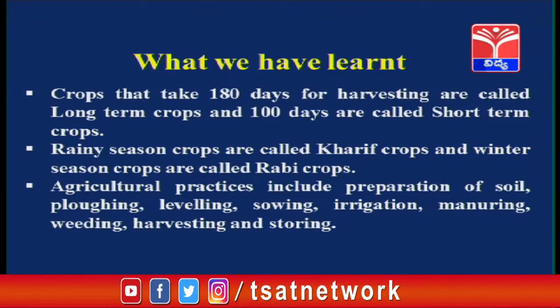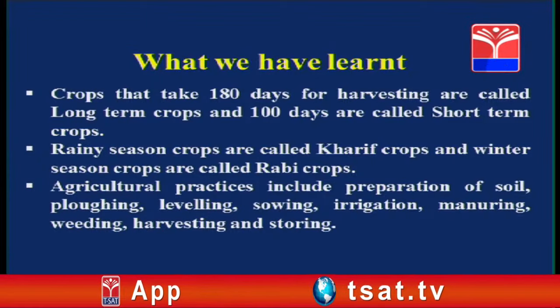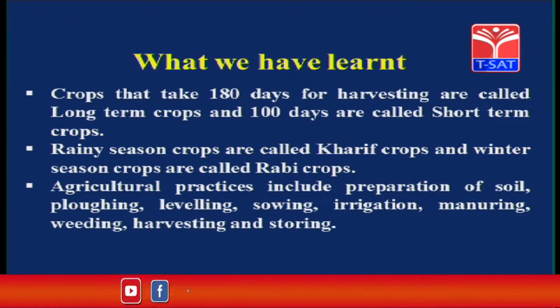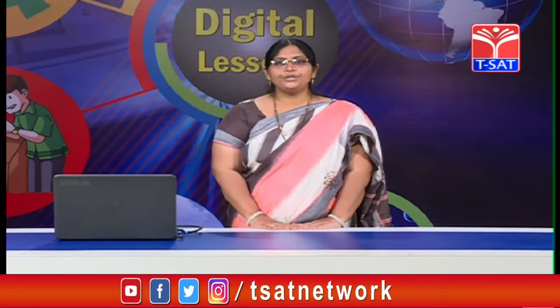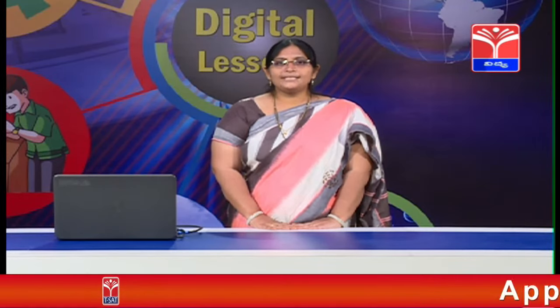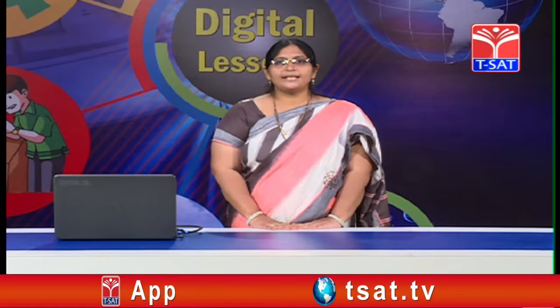And in agricultural practices, every agricultural practice includes certain steps. What are those? They are preparation of soil, ploughing, leveling, sowing, irrigation, manuring, weeding, harvesting and storing. Is it clear, children? Have you understood? So, now go through the lesson once, read the lesson once, and try to complete the assignment.